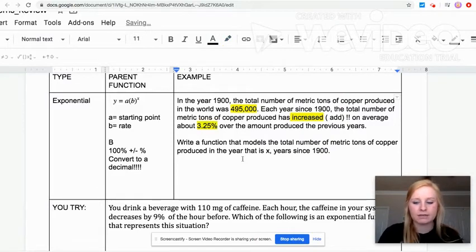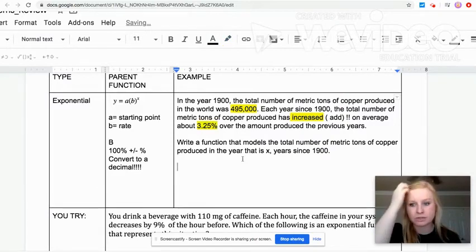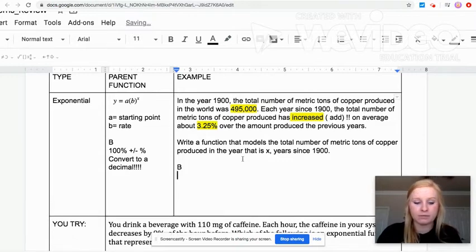All right. The very first thing I know in order to do this correctly is I have to calculate my B value. So I'm going to start by calculating B. So I know I start with 100%. I already wrote right here that I'm actually going to add that 3.25%. Okay, so 100 plus 3.25 is going to give me 103.25.